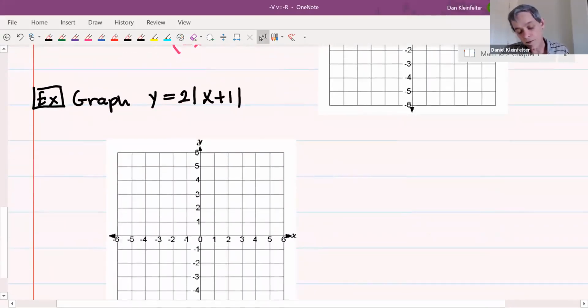To graph a variation on that, y equals 2 times the absolute value of x plus 1, we can use some transformation ideas to help us out with that.